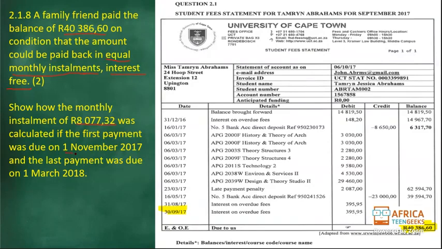If the first payment was due on 1 November 2017 and the last payment was due 1 March 2018. So let's start counting. November is month 1. December is month 2. January is month 3. February is month 4. And then March is month 5. So it means this money was paid back over 5 months. So how can we work this out? Can someone give me an answer? I want to see if you're understanding this. Can someone quickly work it out and provide an answer for me?